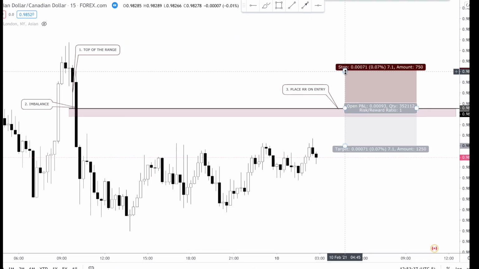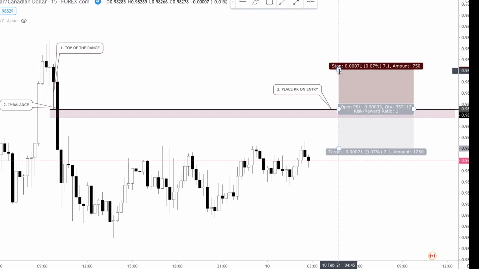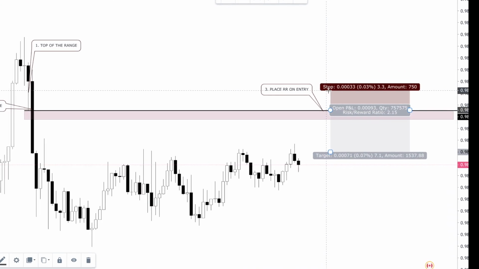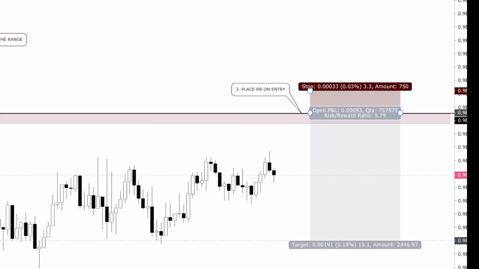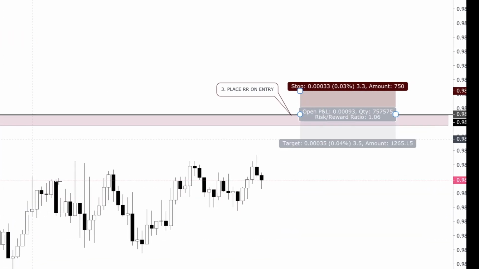Place the risk to reward tool exactly on my entry. Now, here's where a lot of people mess up. They start dragging their stop loss to random places, and dragging their take profit to random places, and start looking at the dotted line on the left and try to identify their targets, which is wrong.